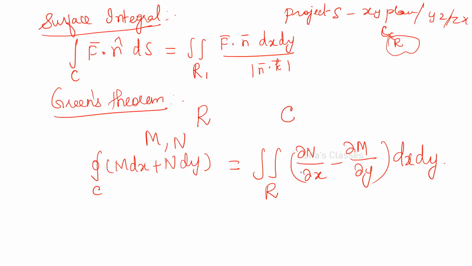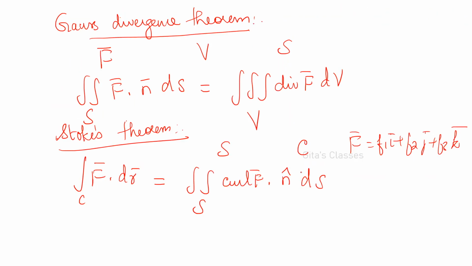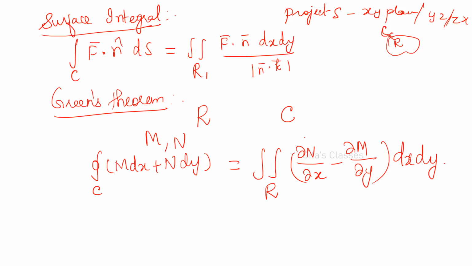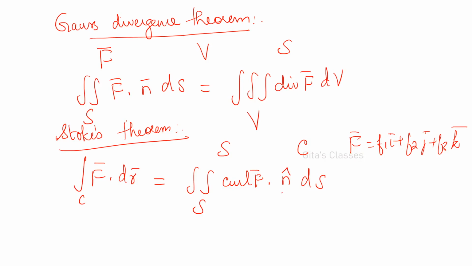Green's theorem is finding the relationship between single integral and double integral, and Stokes theorem is also finding a relationship between single and double integral only. But in Green's theorem it is only the region on the plane, not the surface, whereas in Stokes theorem capital S is any surface. And Gauss divergence theorem is finding the relationship between double and triple integral. Okay, these are the points you should remember.